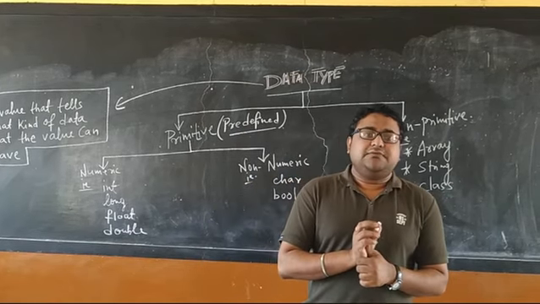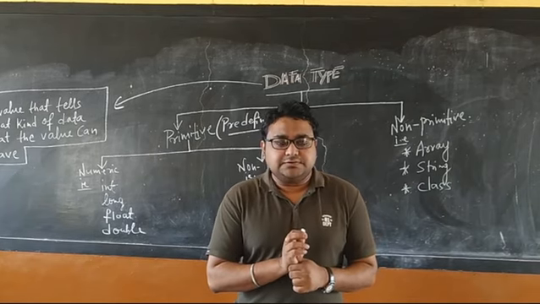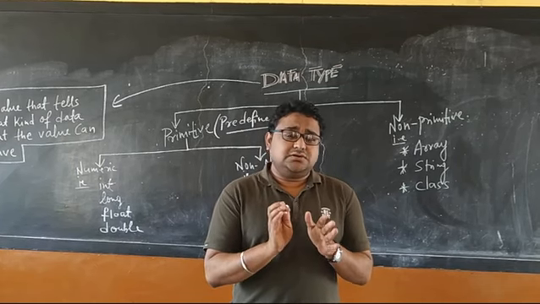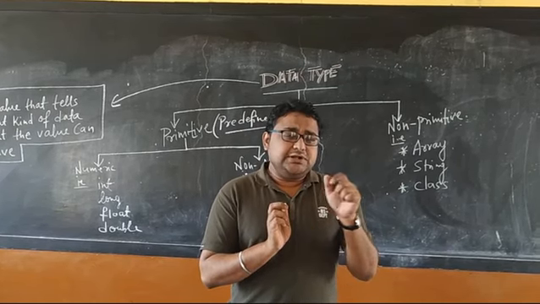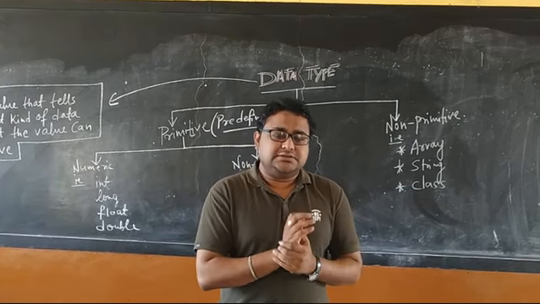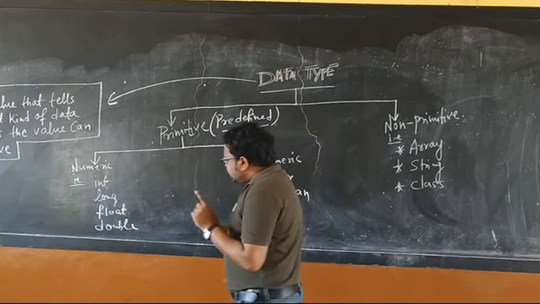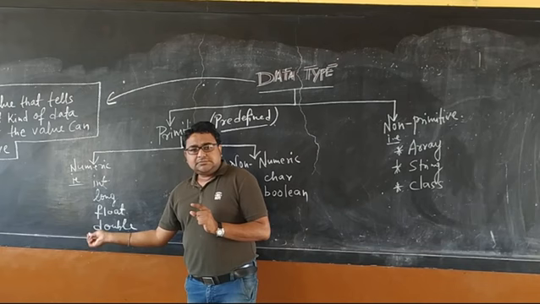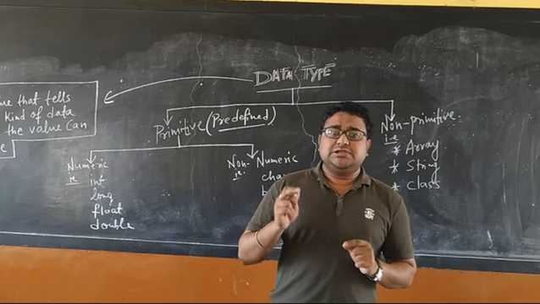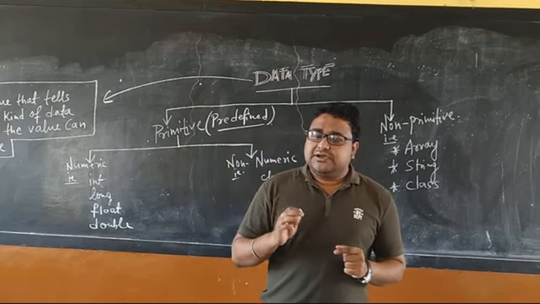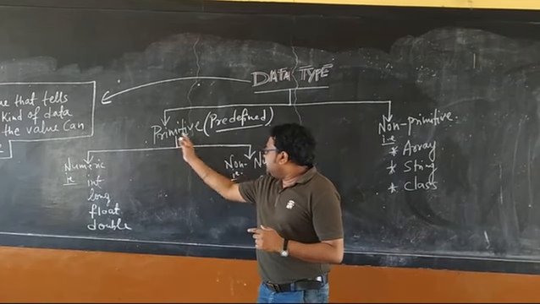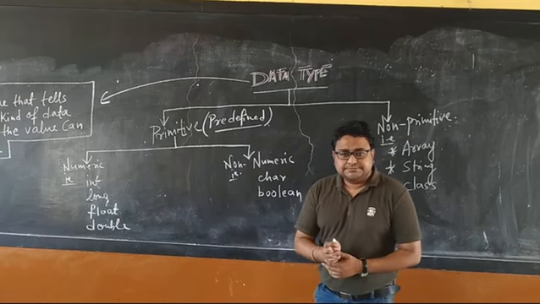For example, the value of pi is how much? 3.14. But if you find out 22 by 7 in your calculator, if you do 22 divided by 7, you will get a very long number. After the decimal, I think 10 or 12 digits are there. And that particular number we can store by using double. Double is used to store very big decimal values as well as fractional values. The values in the form of a by b, those values we can store by using double.